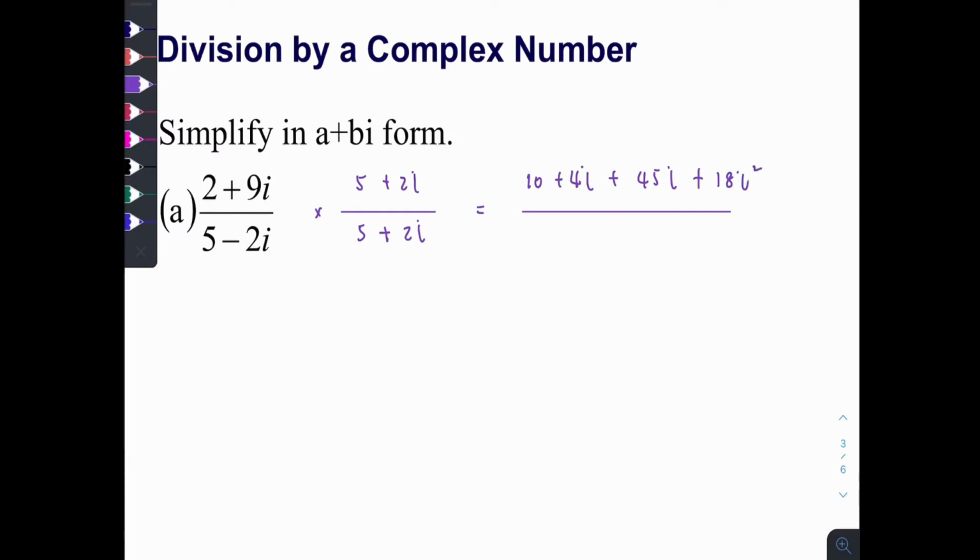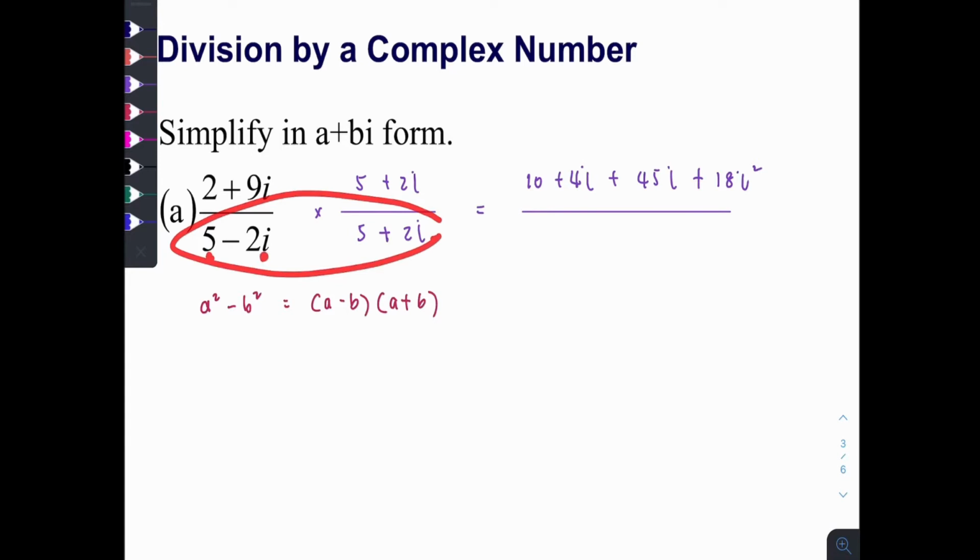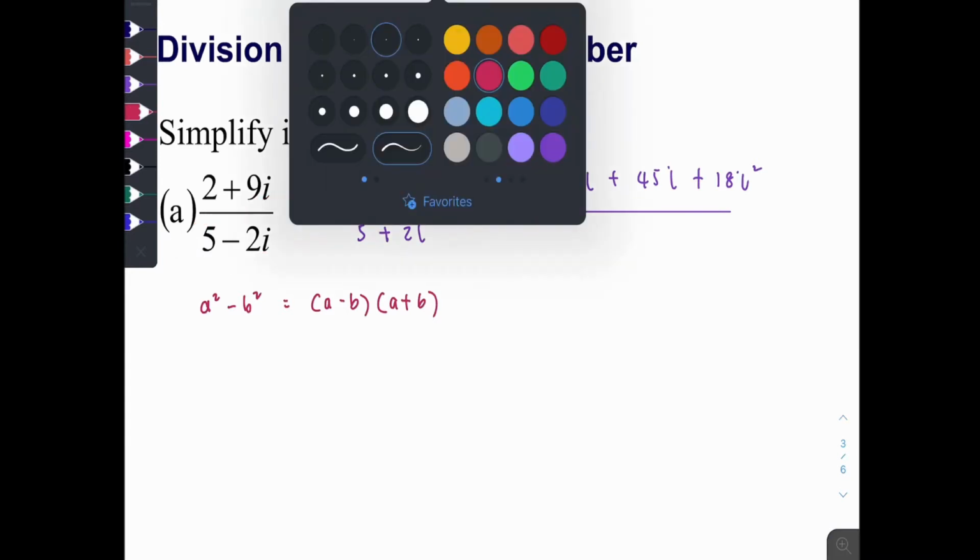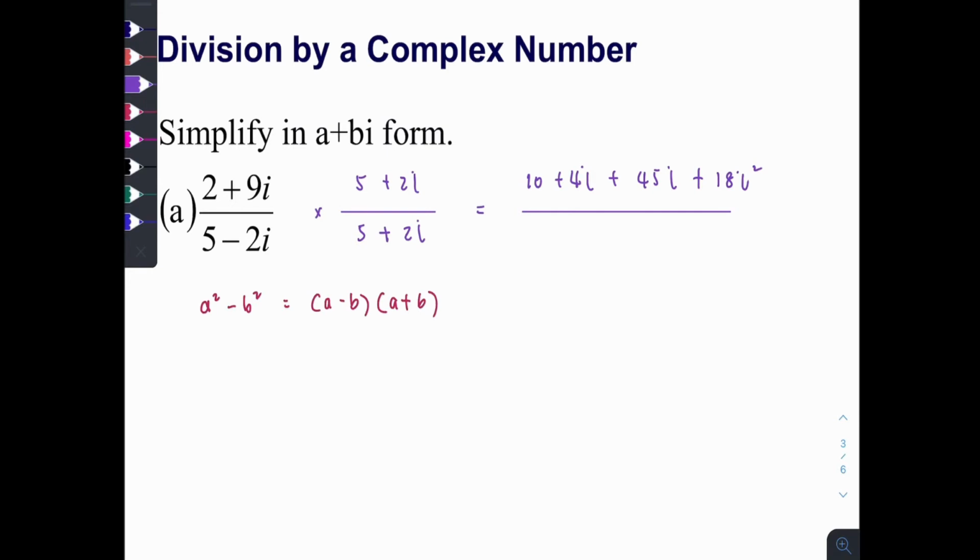And for the bottom part, if you notice, it is a minus b times a plus b. Still remember the theory, a squared minus b squared is actually equal to a minus b times a plus b. So we can apply it here. So this is a, this is b. So eventually you will get a squared minus b squared, which is 5 squared minus 2i squared.